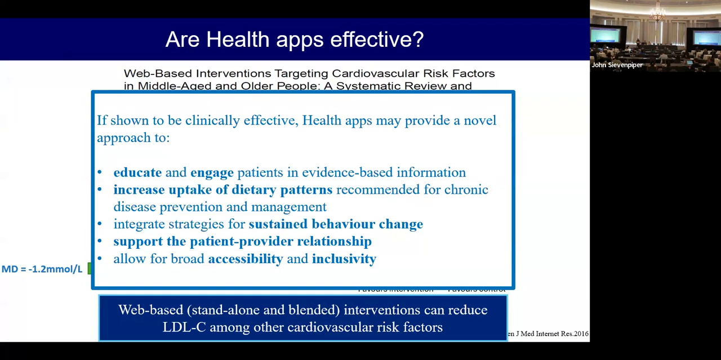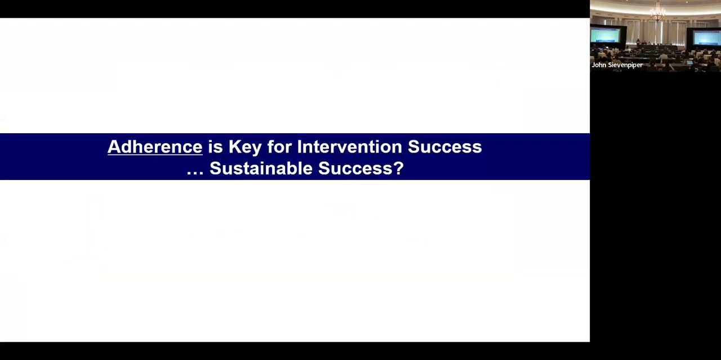So if shown to be clinically effective, these health apps or web-based interventions can really help provide the opportunity for educating and engaging patients in evidence-based information to increase the uptake of dietary patterns for chronic disease prevention and management, and provide that platform to integrate strategies for sustained behavior change, support the patient-provider relationship, and then again, like I said, allow for that broad accessibility as well as inclusivity.